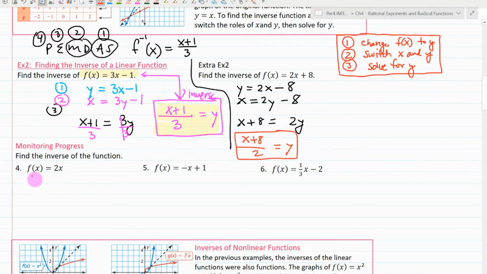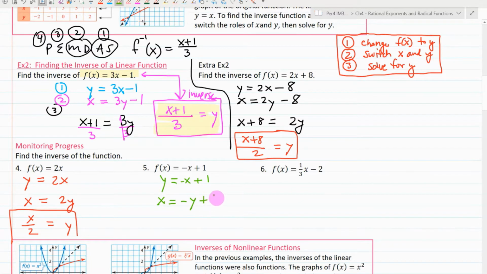All right, so for number 4, change the f of x to a y, and then switch the x and the y, and then solve for y. Pretty simple. Next one, change the f of x to a y, switch the x and the y, and solve for y. So I'm going to solve for y. If you wanted to add y to this side and subtract x, you could. I'm going to go ahead and subtract 1.